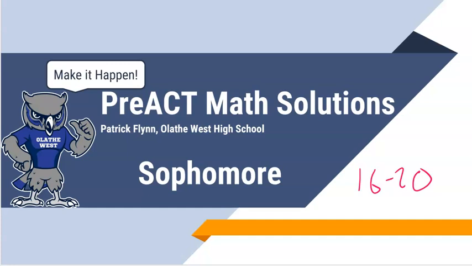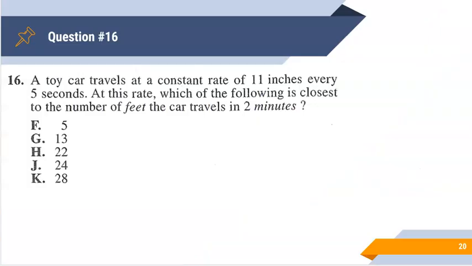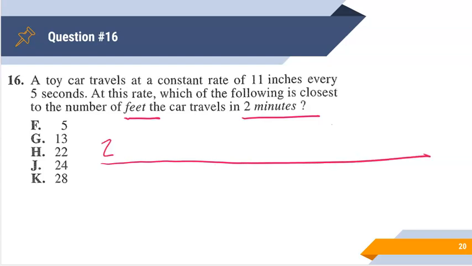Okay, Owls, we're going through the sophomore pre-ACT math test, numbers 16 through 20. Question number 16 is saying all this information, at this rate, which of the following is closest to the number of feet the car can travel in 2 minutes? So we're going to do this just like they would in science class. We're going to say we have 2 minutes.